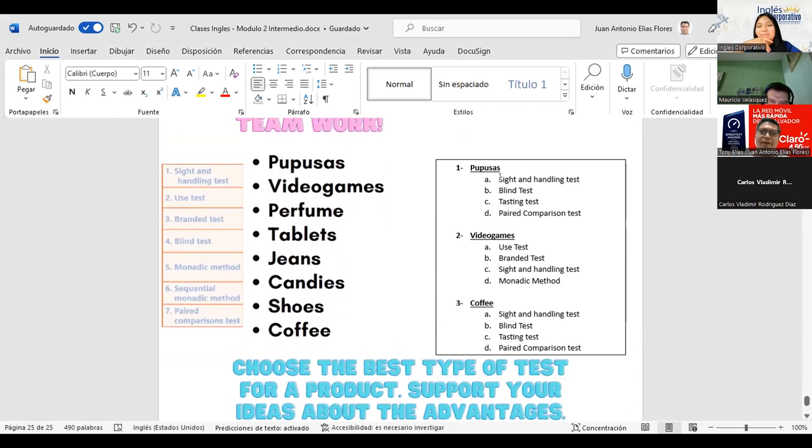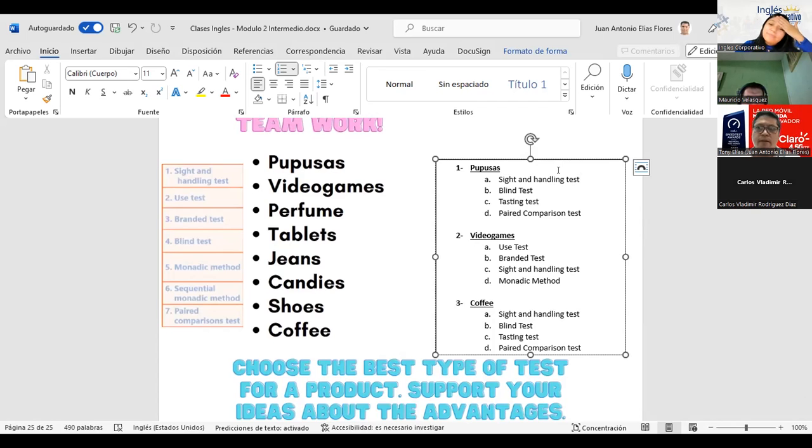And we think that the best way to make a better pupusa is the sight and handling test, because you can see the pupusa, smell the pupusa, touch the pupusa, and eat the pupusa. That is the most important. And the blind test maybe is used when you have new varieties of this plate, and you can share with the new customers and clients a different option, and you prepare the pupusa, and then the clients or the customers as well.